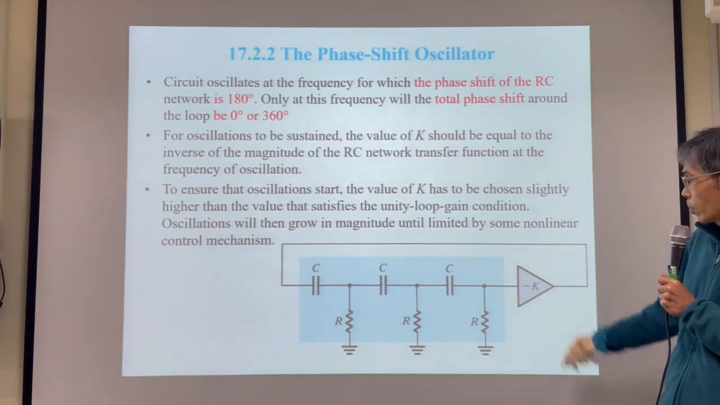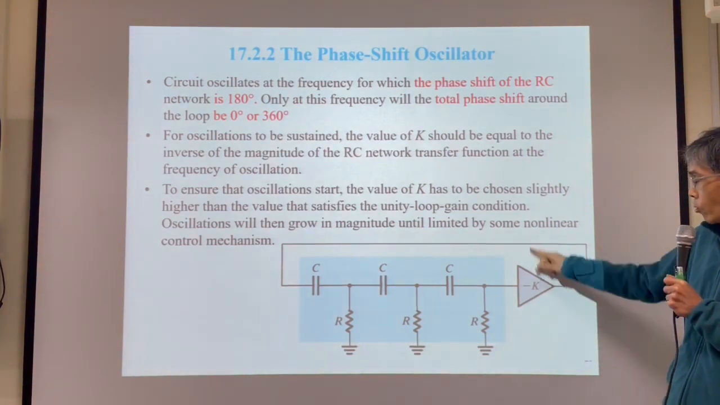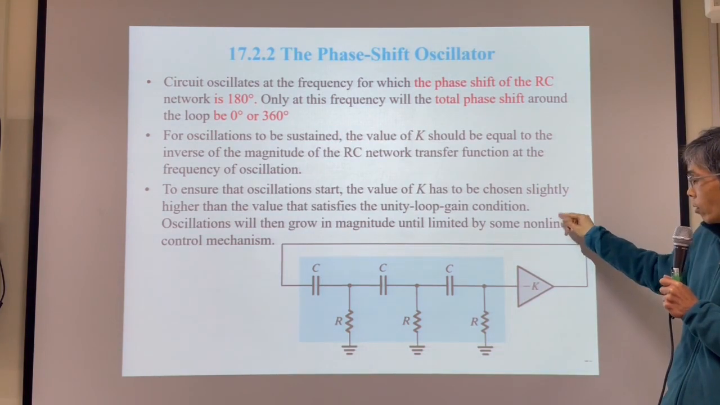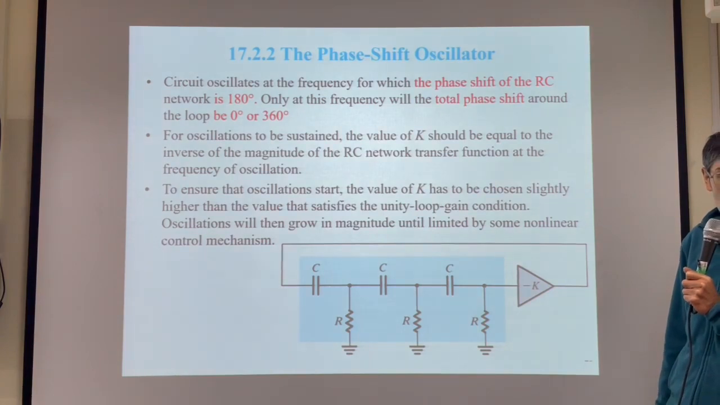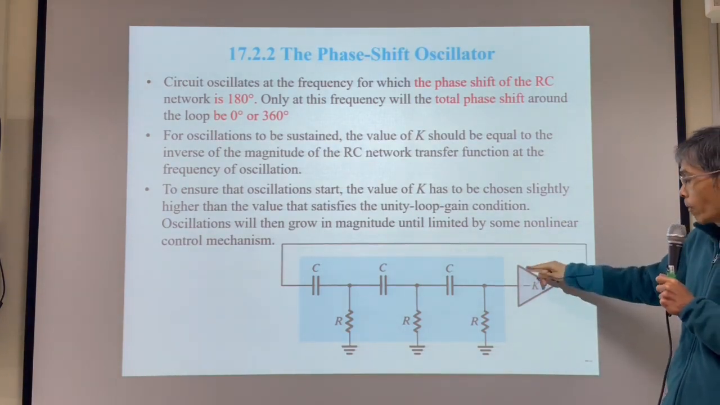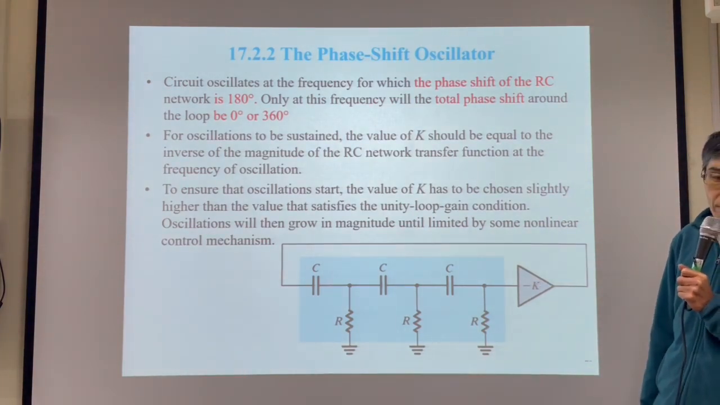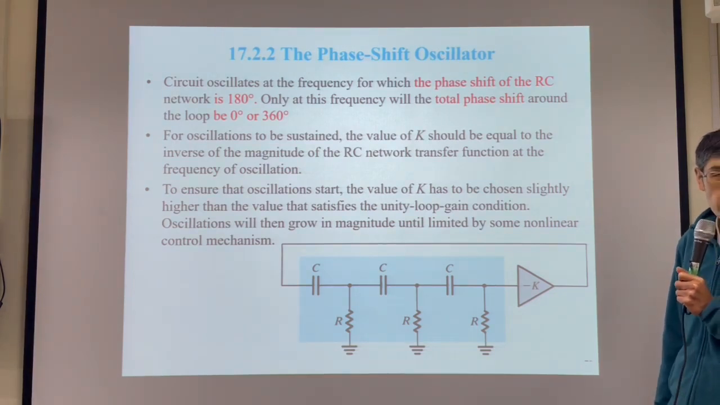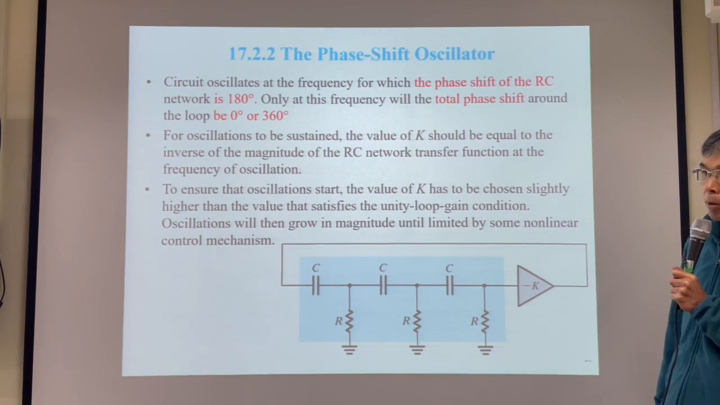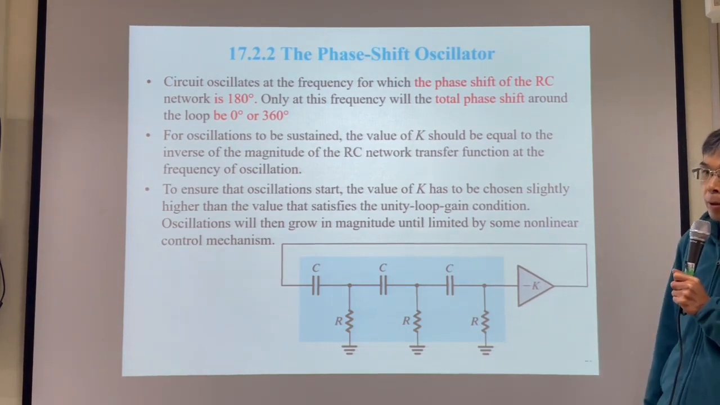The gain A equals minus K. We take the absolute value of A. So A equals minus K, what is the absolute value of A? K is a positive number.